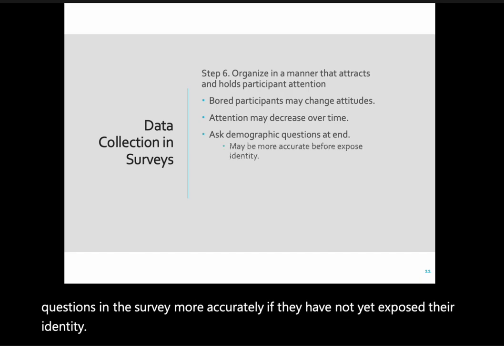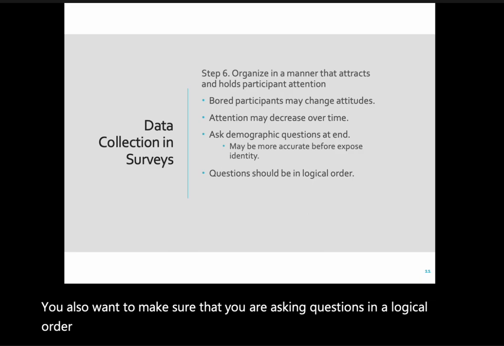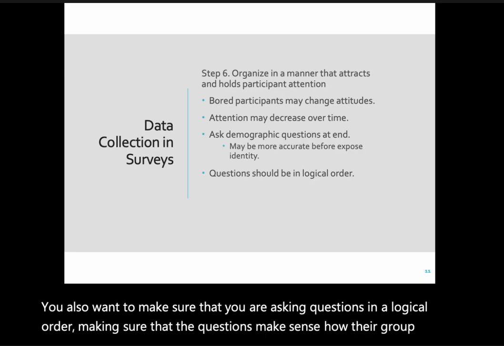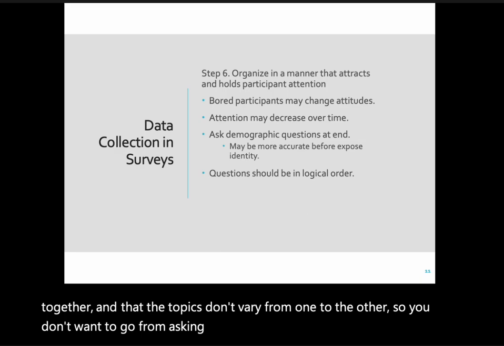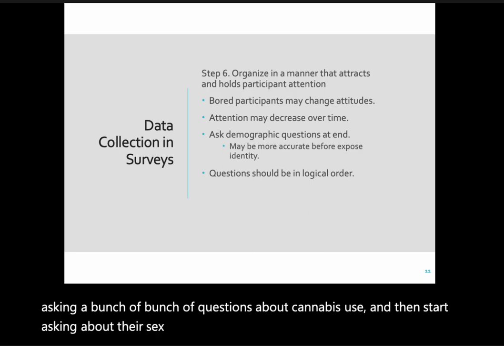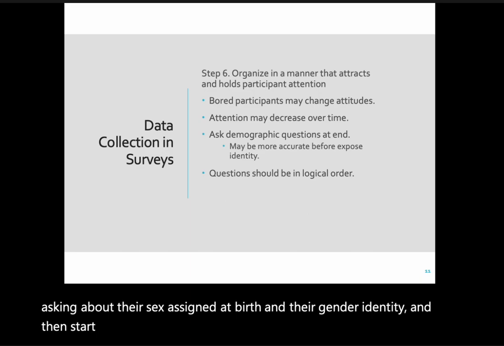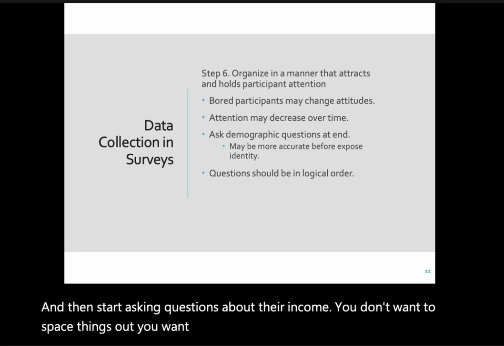You also want to make sure that you are asking questions in a logical order, making sure that the questions make sense, how they're grouped together, and that the topics don't vary from one to the other. So you don't want to go from asking someone's age as the first question, then asking a bunch of questions about cannabis use, and then start asking about their sex assigned at birth and their gender identity, and then start asking them questions about things like depression and their mental health, and then start asking questions about their income. You don't want to space things out. You want them to flow logically from topic to topic.